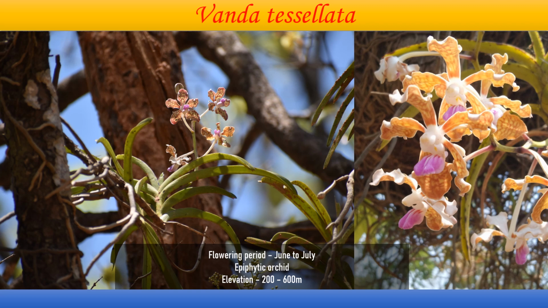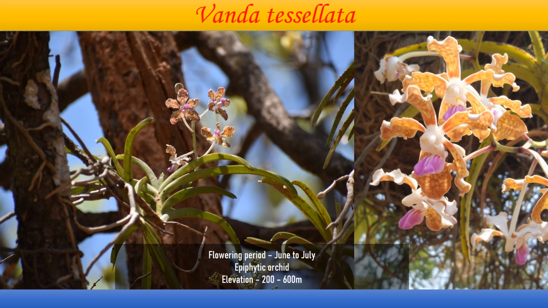But what makes it different from other Vanda species is the lip. In every variation of Vanda tessellata, the lip will be the same as usual. But in other Vanda species, there will be the same color, but what makes it different is the lip variation. So here you can see the flowering period is from June to July, and its elevation is not as much as every Vanda species. It can be seen at a very low elevation like 200 to 600 meters.